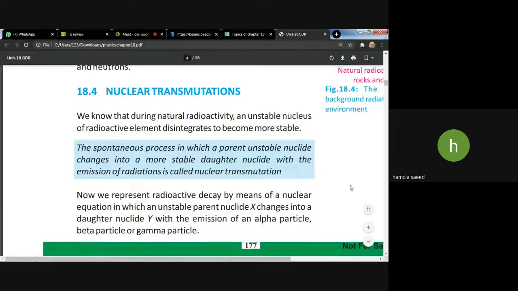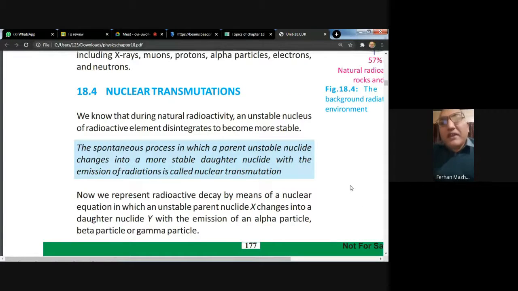Can you see this on your screen? The spontaneous process in which a parent unstable nuclide changes into a more stable daughter nuclide with the emission of radiations is called a nuclear transmutation. Kindly write this definition in your copy. I will like to see the images afterwards. Write this in your copy. The spontaneous process in which a parent unstable nuclide changes into a more stable daughter nuclide with the emission of radiation is called nuclear transmutation.